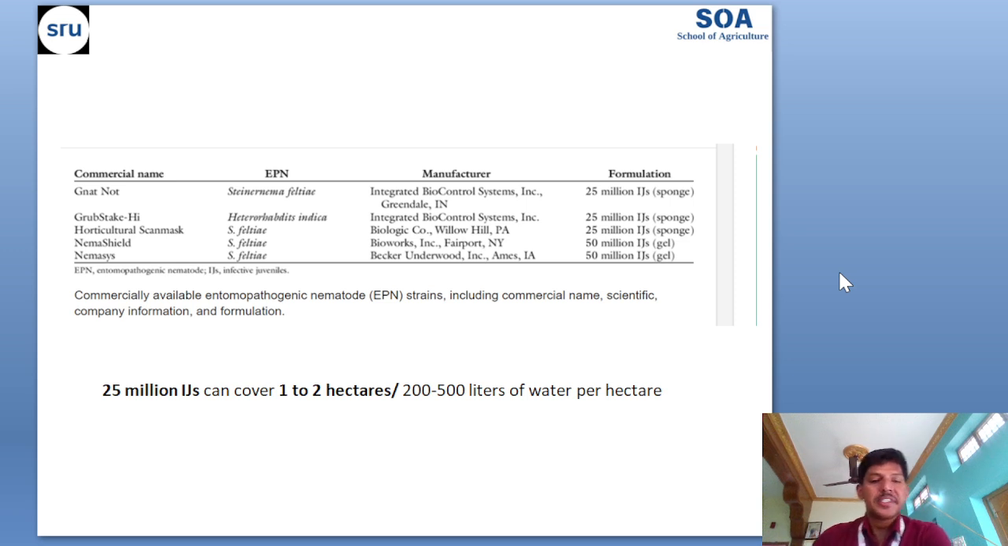See here the commercial formulations given here: Nemastar, Heterorhabditis, Nemashield, and others, and their doses per hectare are given. That is, 25 million infective juveniles can cover 1 to 2 hectares, or we have to mix in 200 to 500 liters of water to spray a 1 hectare area.